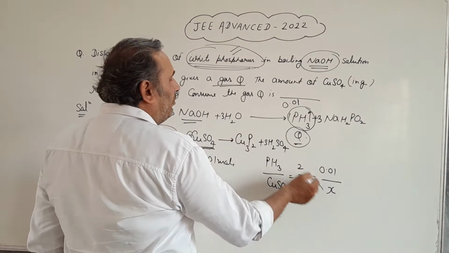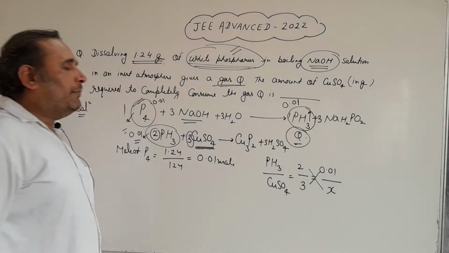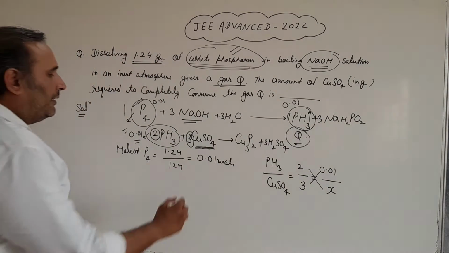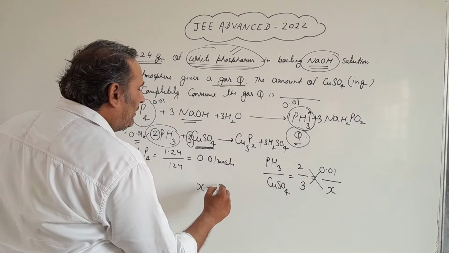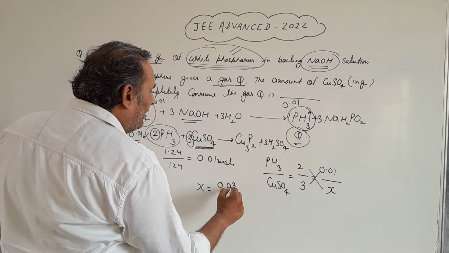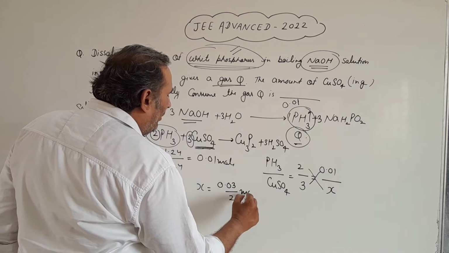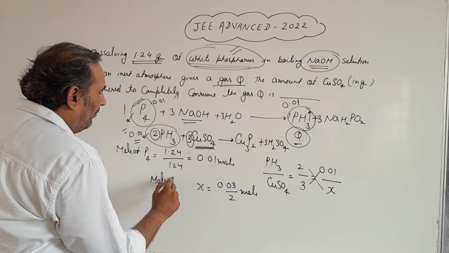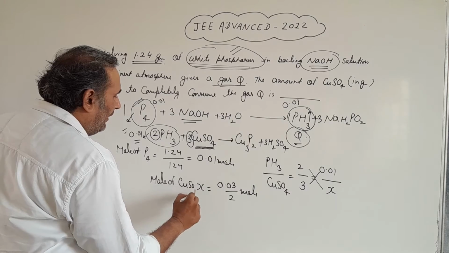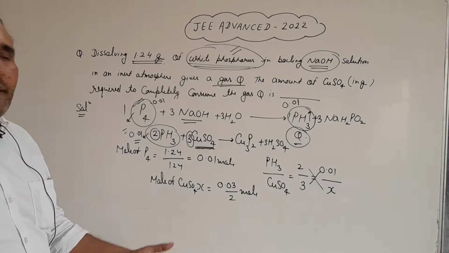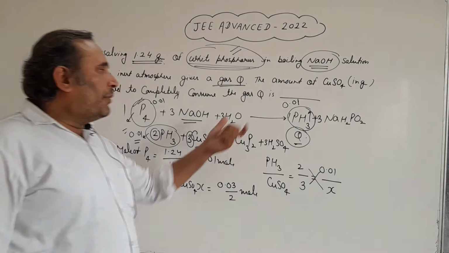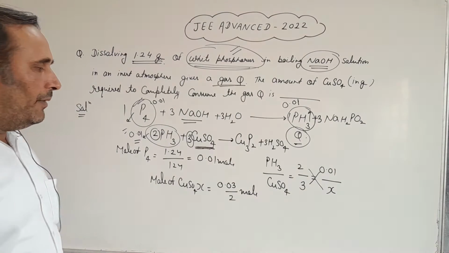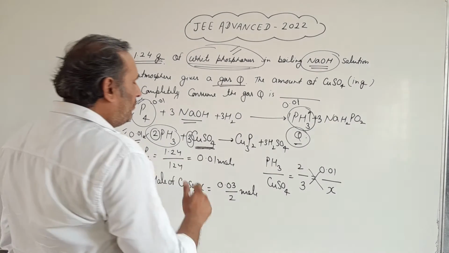Now we can calculate the value of X through cross multiplication. So X will be 0.03 divided by 2 mole. Actually X is the moles of CuSO4 required to completely react with the PH3 produced in the first reaction, but we have to find out the mass of CuSO4.